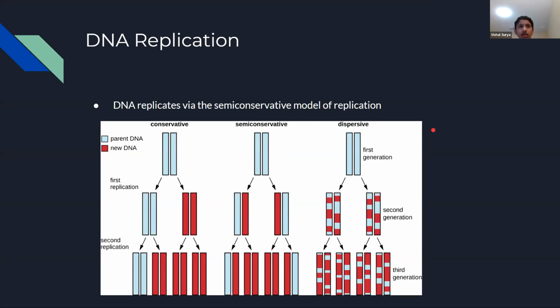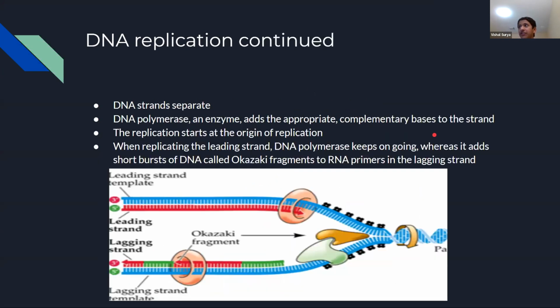So now let's actually talk about how DNA replication occurs. Like we said earlier, the DNA strands separate, and then DNA polymerase, which is an enzyme, comes in. We talked about enzymes in the previous class. They're the proteins that catalyze faster reactions. They add the appropriate complementary bases to the strand. What I mean by that is, let's say the base on the strand is adenine, it's going to add thymine to that, because adenine pairs with thymine and guanine pairs with cytosine. So DNA polymerase reads the DNA, like, okay, that's an adenine, I'm going to add a thymine there. And then the replication starts.